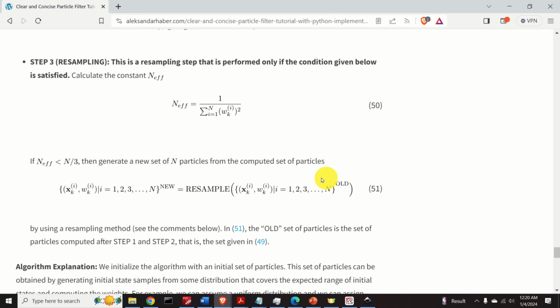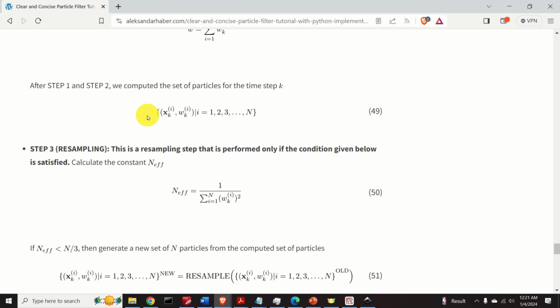That is, we take the computed set of particles, which we call the old set, and we resample particles from this set to compute a new set of particles. To perform resampling, we will use a special method, and more about this method in my next tutorial, that is, in the third tutorial part. Again, in this equation, the old set of particles is the set of particles computed after step 1 and step 2. That is, this is the set given over here.